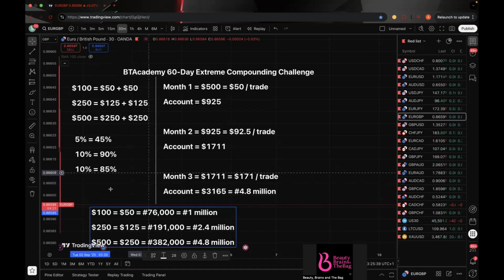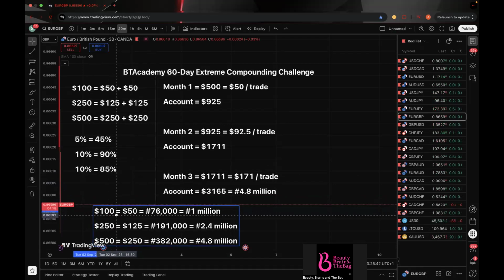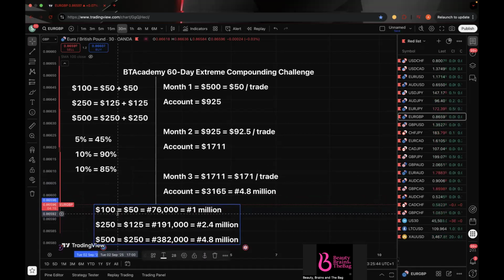So that is basically what the challenge is actually about. We've done this over the course of 2 months and we were successful. So now we want to do it over the course of 3 months and double our risk.